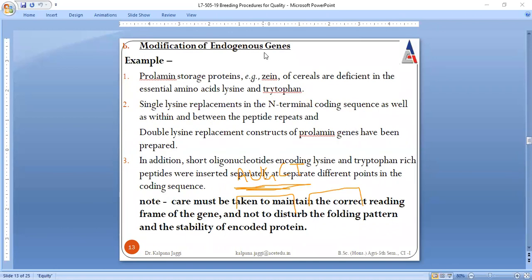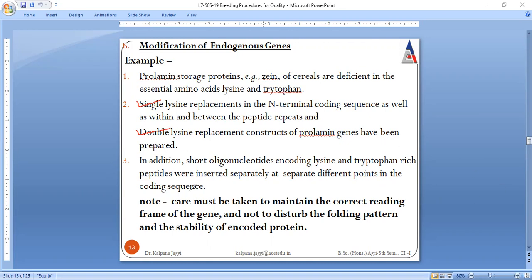So here is one example where modification of the endogenous system has been done. Very first we are discussing the protein prolamine storage protein, called zein in case of cereals. These are deficient in the essential amino acids lysine and tryptophan. So how can these be improved? Either by single lysine replacement or by double lysine replacement. This is done at the end terminal, and this can be done in between or within the peptide repeats.